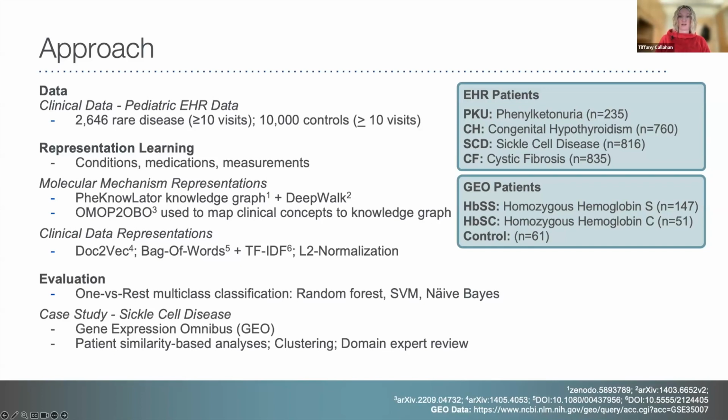For these GEO patients, so that's where we obtained this data set from, we aggregated the node embeddings for each of their genes from our knowledge graph, which were first adjusted by each patient's unique molecular signature, which we obtained directly from their gene expression data. To evaluate the patient representations and identify genotypes for each of the sickle cell patients, we used different patient similarity-based analyses.